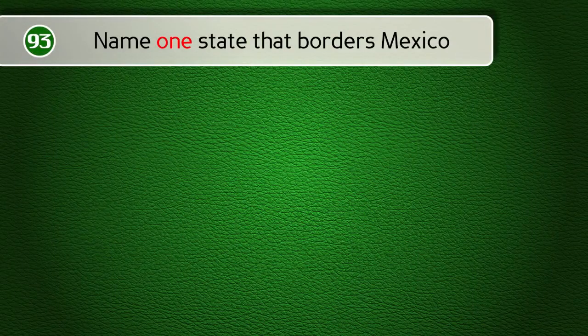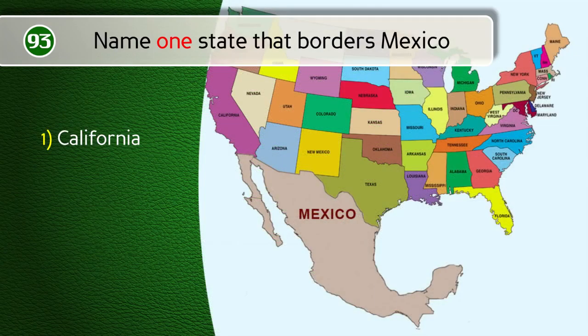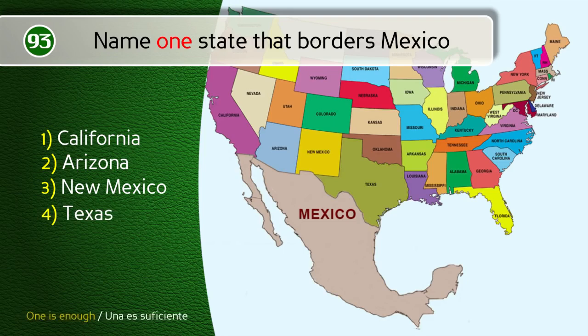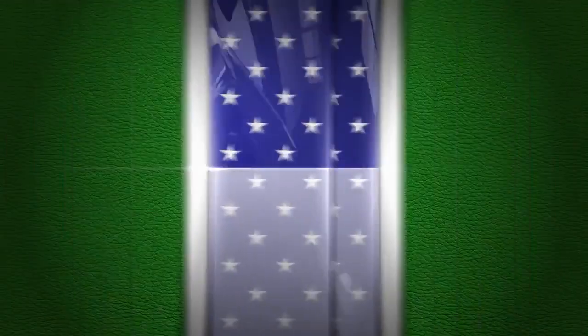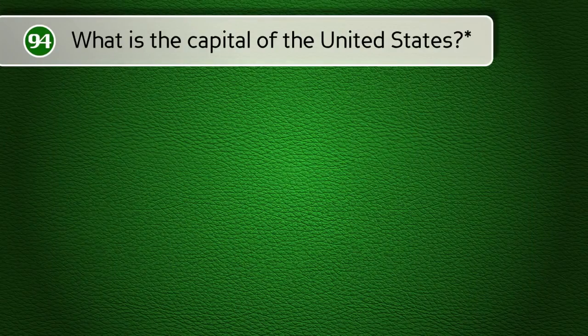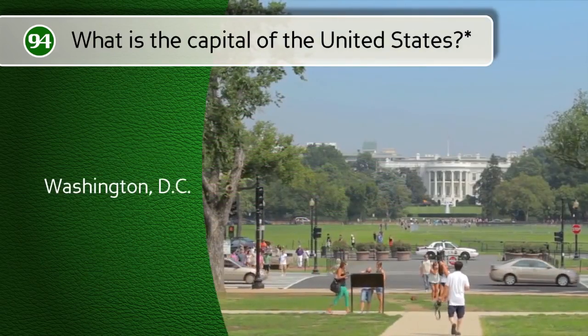Name one state that borders Mexico. California, Arizona, New Mexico, Texas. What is the capital of the United States? Washington, D.C.